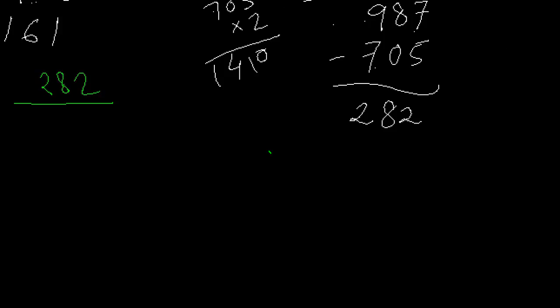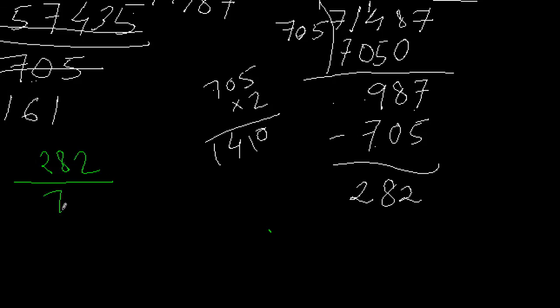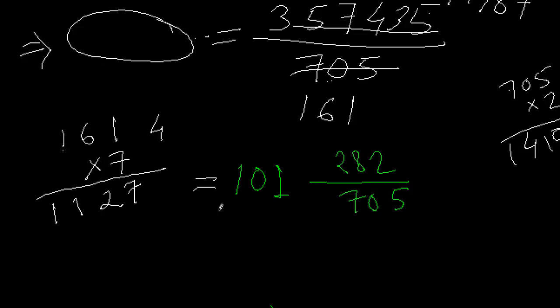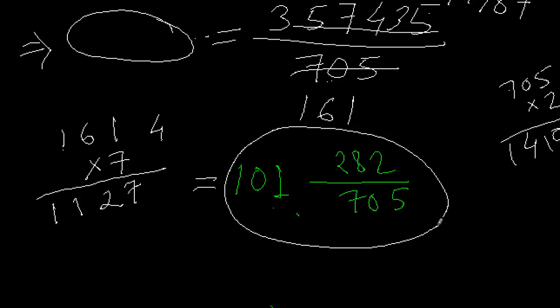Out of how much? 705, and we could not reduce it further, so then my answer will remain here. Whatever I have got as quotient will come in this position, and the rest, the remainder divided by the divisor. So that is the unknown number, or this is the other number which is multiplied with 705 to get 357435. This is the answer.